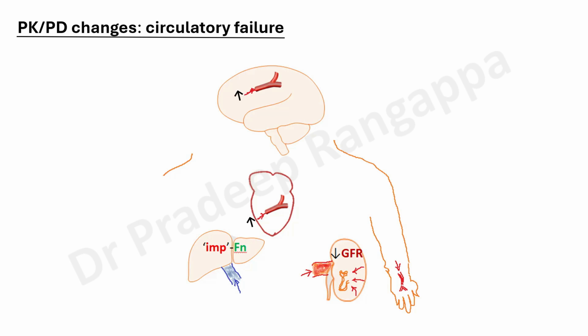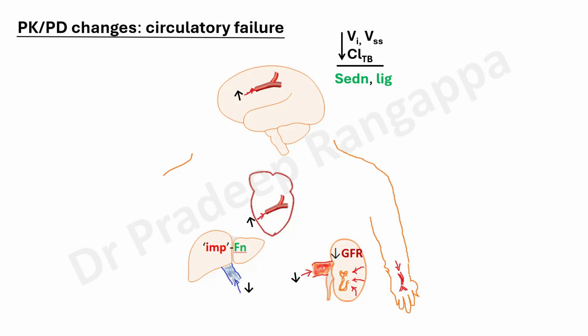But as a compensatory mechanism, the blood flow to the liver and kidney tends to reduce in circulatory failure, because the central circulation gets more preference. So your cerebral blood flow and cardiovascular blood flow increases, but there is an impaired blood flow into the liver and kidney. That's why in any hypotensive patient, the first organ that tends to take a hit is the kidney, and then later the liver tends to get affected.